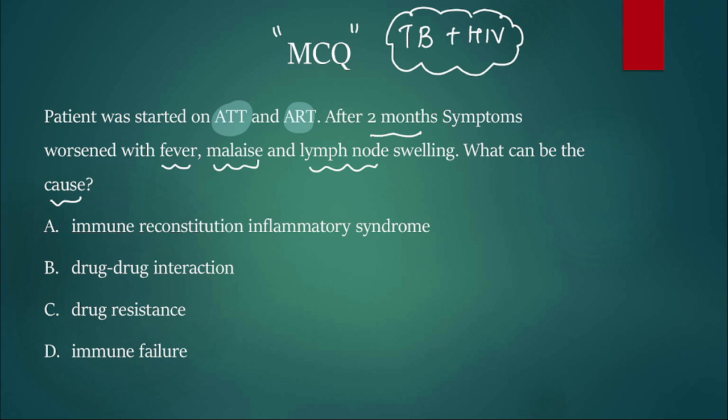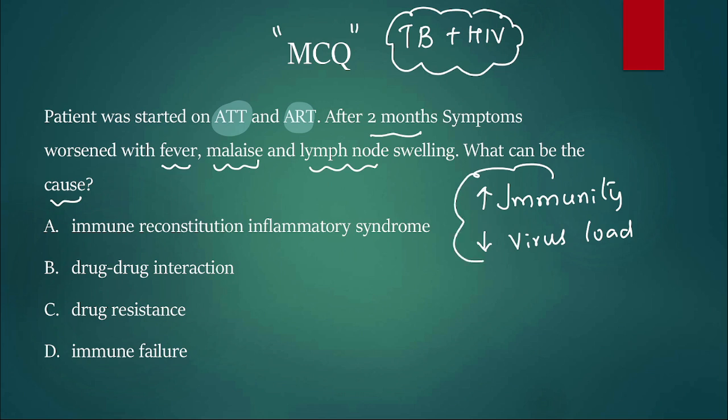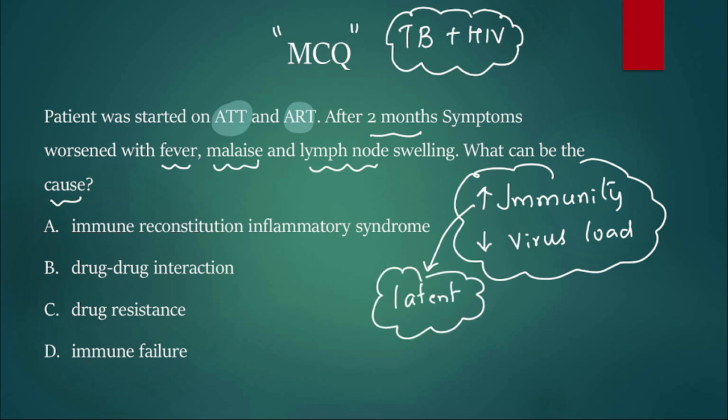Now, when you give anti-HIV therapy or antiretroviral therapy, the immunity is going to boost up. There is increase in immunity. The CD4 cell count will go up, and there is decrease in virus load. Now this is what happens when we give antiretroviral therapy. So when the immunity is more, it will see any bacteria or virus or anything which is latent, which is present in the body, and mount a response immediately. And that response which is mounted is called immune reconstitution inflammatory syndrome.